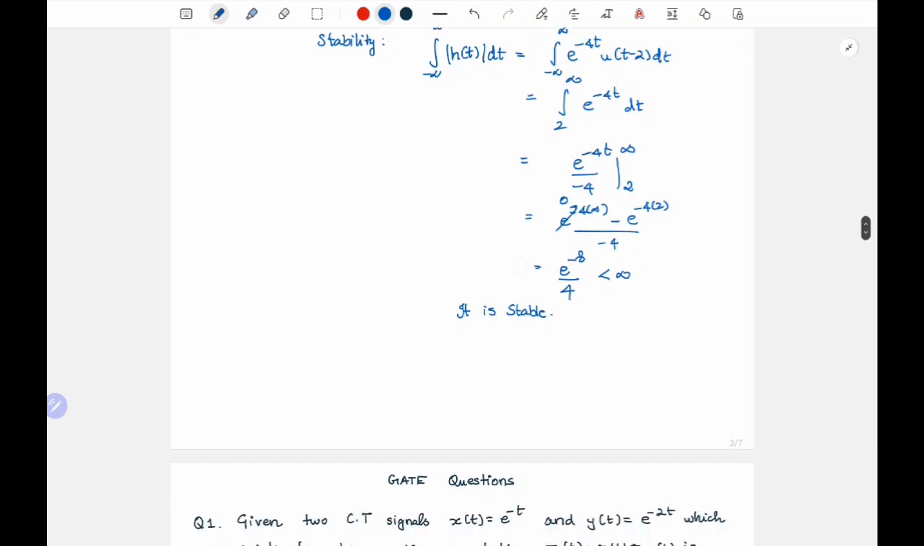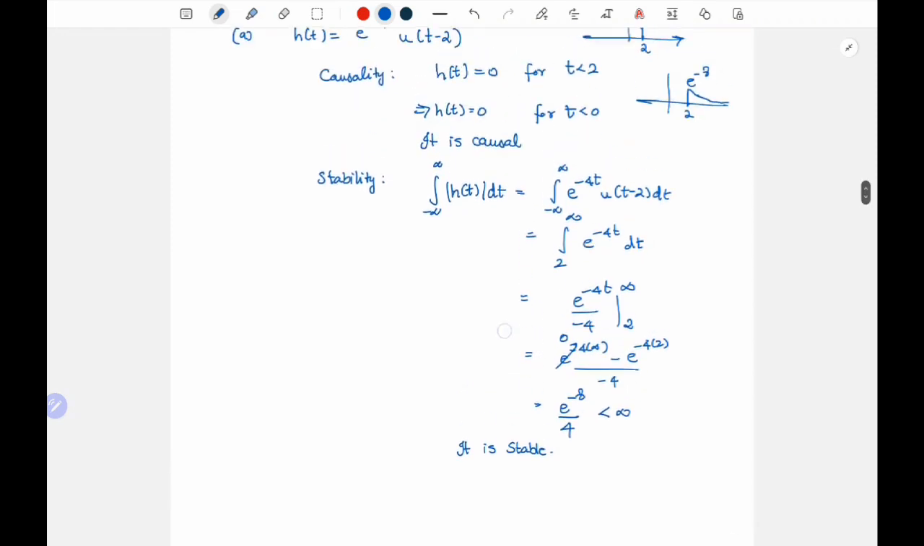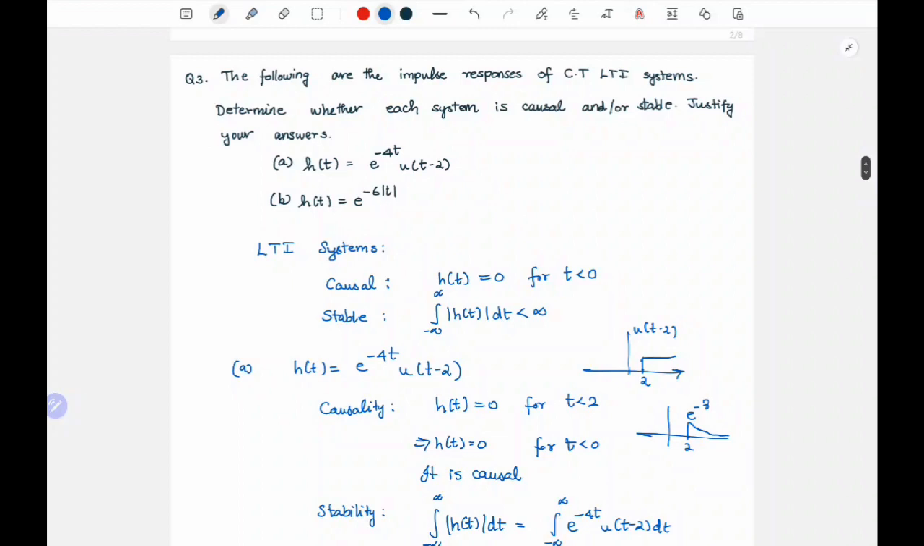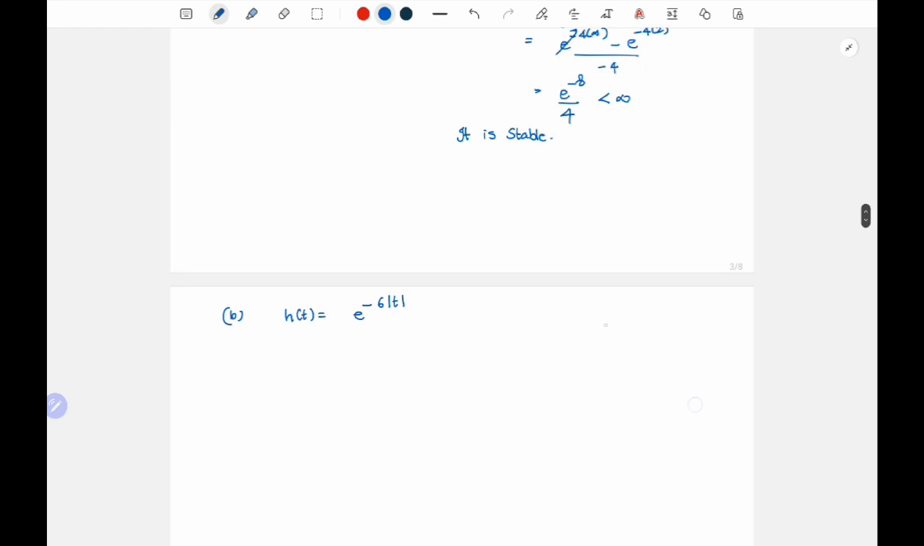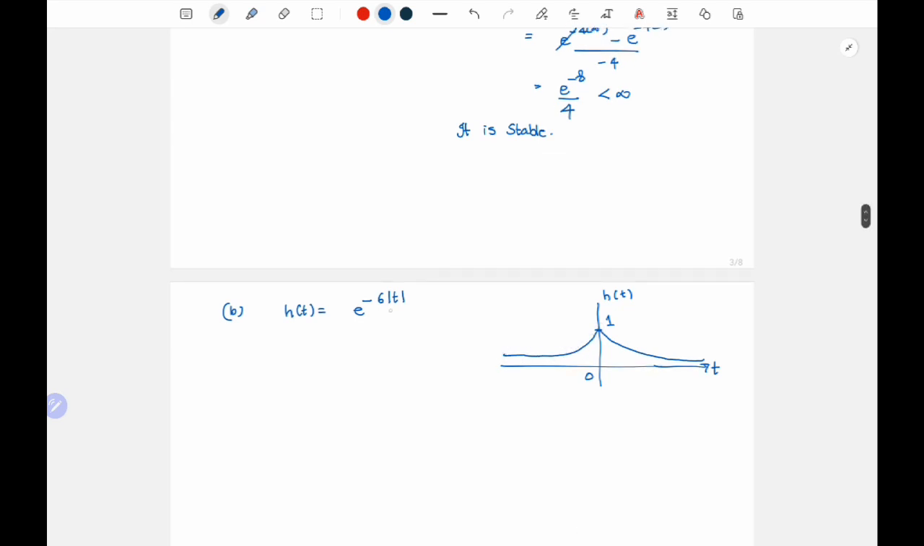Okay, so I'll take a new page. Now let us look at the B part. h of t is e power minus 6 mod t. So how does this function look? On the positive side, it is a decaying exponent. It starts from 1 and decays. And on the negative side also, it is the same, right? It is just a reflection because of this mod t. Okay, so this is the function.